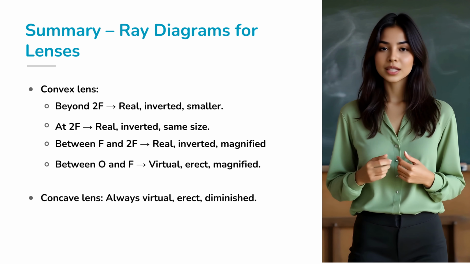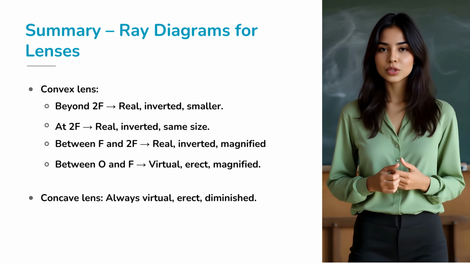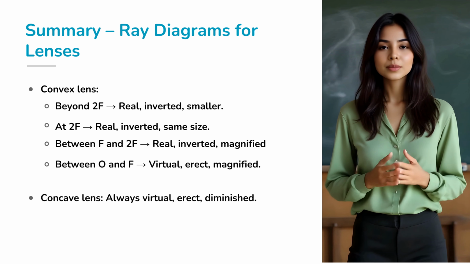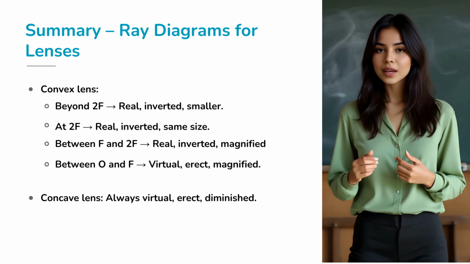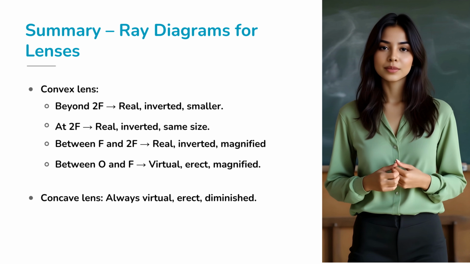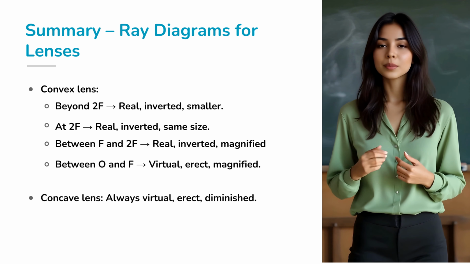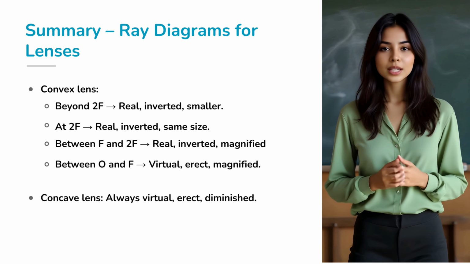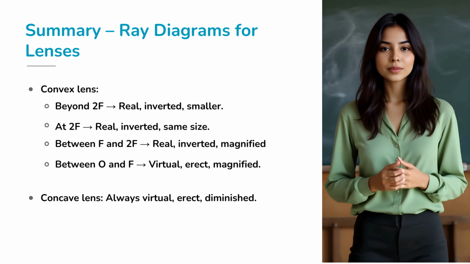Depending on where you place the object, the image can change in fascinating ways. Beyond 2F, the image is real, inverted, and smaller. Perfect for cameras capturing distant objects. At 2F, the image is real, inverted, and same size. That's the principle behind photocopiers. Between F and 2F, the image is real, inverted, but magnified. This is why projectors and microscopes work.